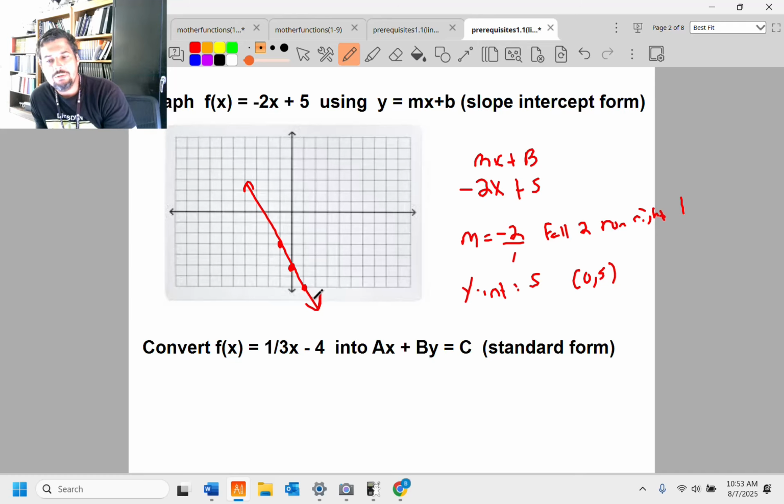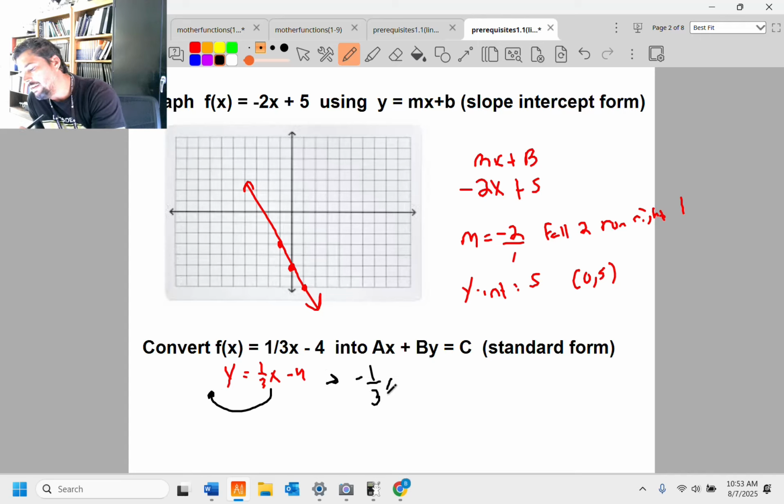Next one on this page is a convert: f of x is 1/3 x minus 4 into ax plus by equals c. Now f of x is fancy for y. So let's do that substitution. Now, if you look at this form, the x's are on the left-hand side. Like see, over here, they're on the right. We're going to move over. And if you jump equality, you change your sign. So it's no longer positive 1/3 x, it's negative 1/3 x. Negative 1/3 x plus a y is now equal to a -4.